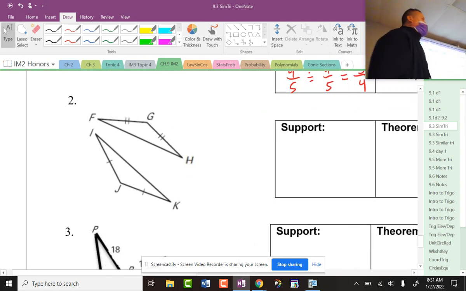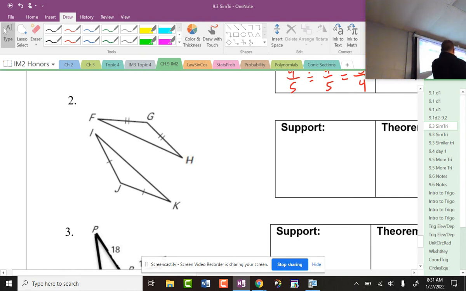Are these two similar? Yes or no? 3, 2, 1, go. No. You have side, side. So if this was 5, this was 5. If this was 10, this was 10. So 5 over 10 equals 5 over 10. You can pick numbers, but there's nothing to say that those two angles in between are equal. Those could be toggled in any way, shape, or form.